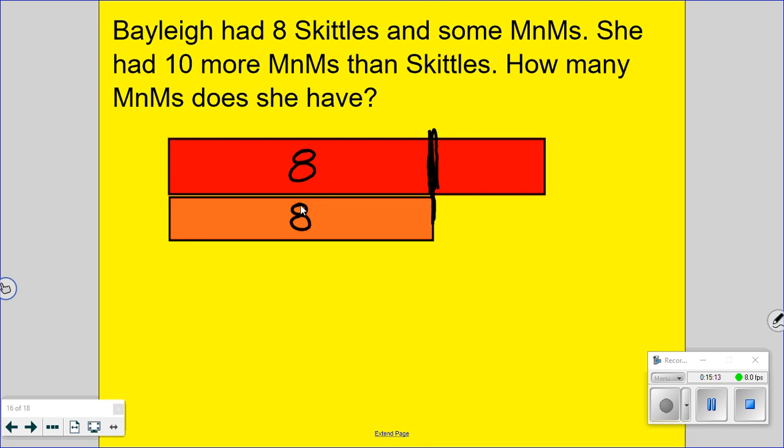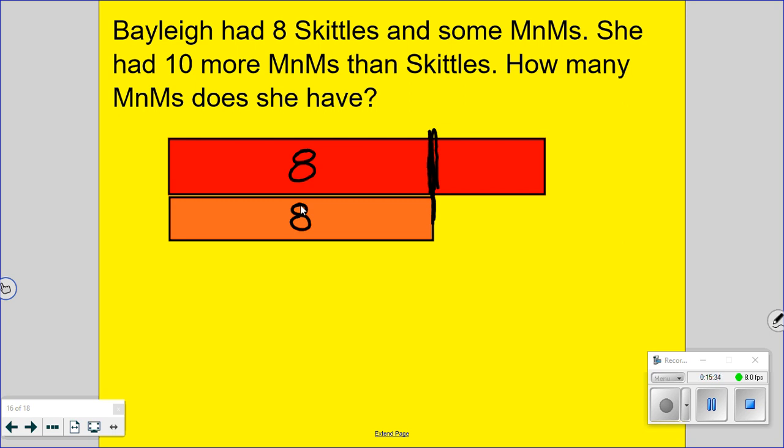All right, Avery. So why was Emma pointing to this spot for our more? Yes, I'm ready for the rest of your thoughts now. Because if there's 8 and it says that there's 10 more, that has to be where the 10 is, because where else are we going to put the 10?